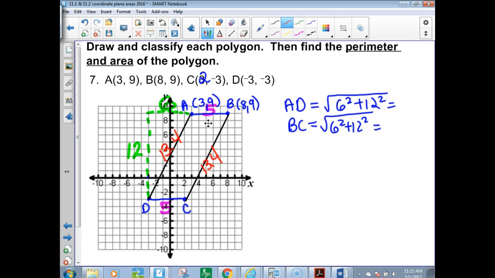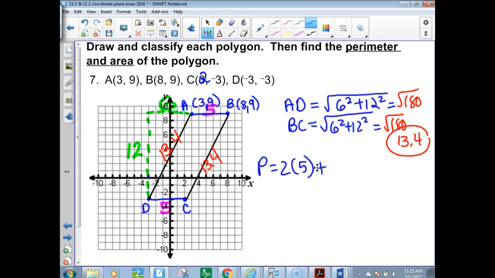Because clearly DC and AB are parallel. Their slopes are both 0. All right. So what we got was the square root of 180, which was 13.4. I'm ready to find my perimeter now. So I'm going to add up my sides. I've got 2 5s, 2 times 5, plus 2 times 13.4. That's 10 plus 26.8. Should be getting 36.8 units.